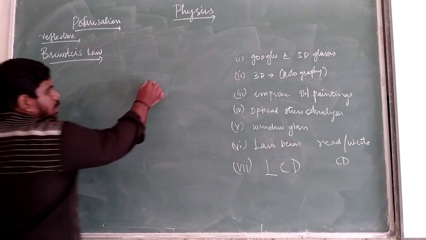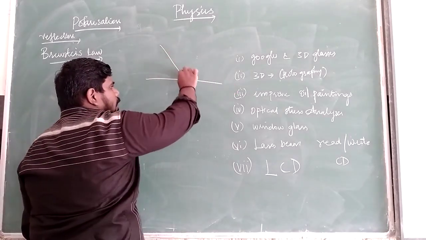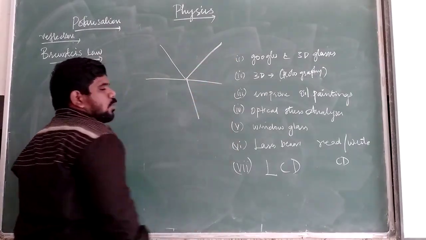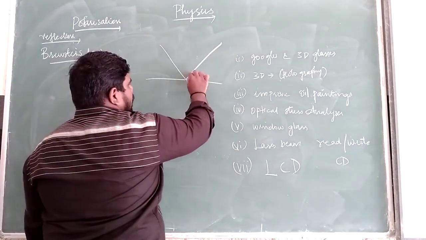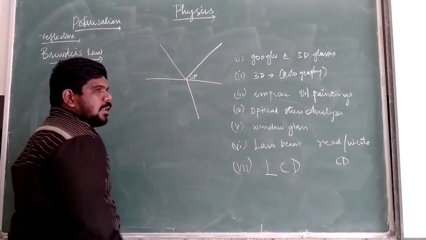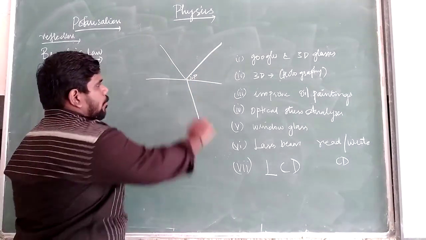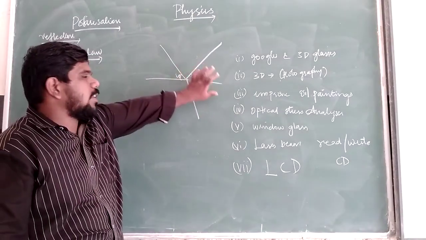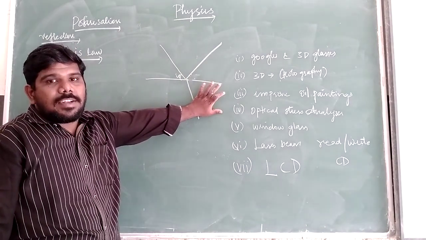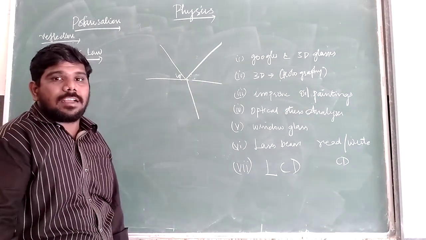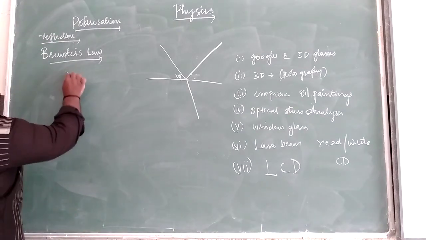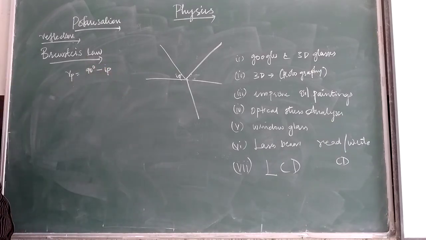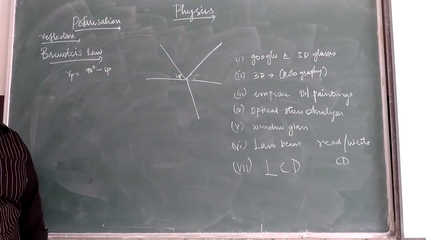When a ray of light is incident at the polarizing angle, the reflected ray and the refracted ray are perpendicular to each other, that is, at right angles to each other. From there, RP is equal to 90 degrees minus IP. So the refraction angle RP is equal to 90 degrees minus IP.